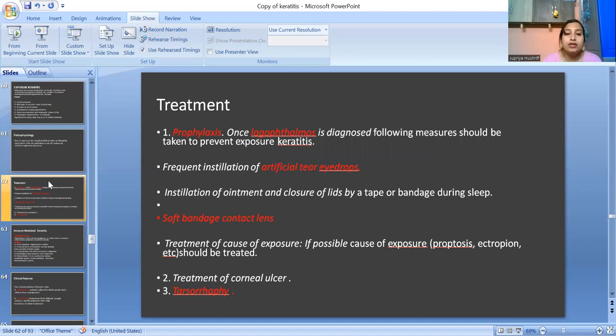Treatment includes prophylaxis. Once lagophthalmos is diagnosed, the following measures should be taken to prevent exposure keratitis. Frequent instillation of artificial tear eye drops should be done. Instillation of ointment and closure of lids by a tape or bandage during sleep should be done. A soft bandage contact lens should be given. Treatment of the cause of exposure, like proptosis, ectropion, etc., should be done. Treatment of corneal ulcer should be done and tarsorrhaphy is done.